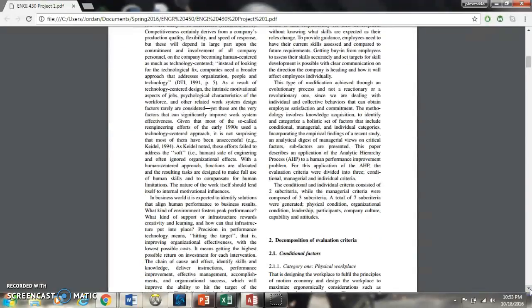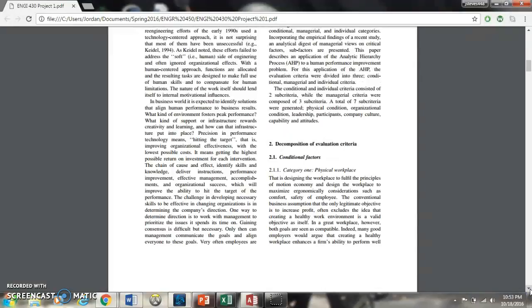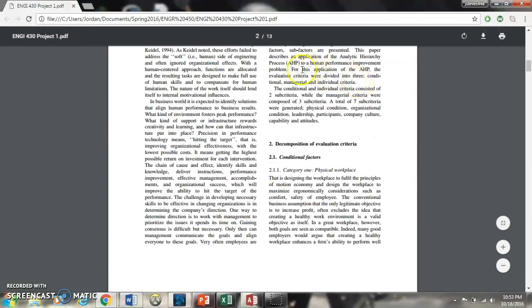Once they do that, they then talk about how it's related to AHP. So they start talking about the criterion. And they say that for this application, there are three main criterion: conditional, managerial, and individual criteria. Under these criteria, there are 7 sub-criteria. So we're going to talk about the first one, which is conditional factors.